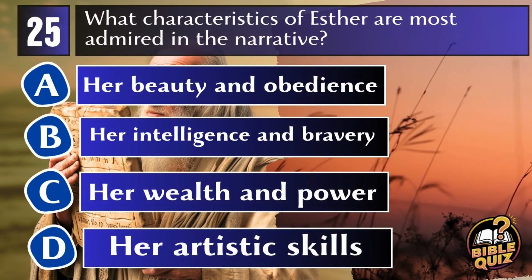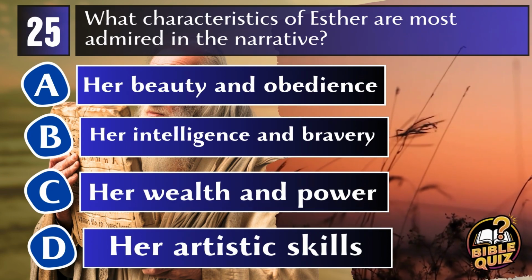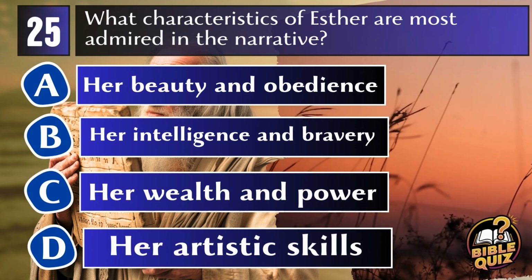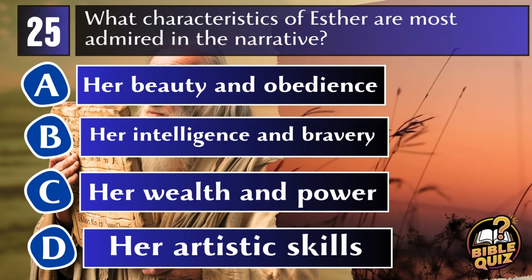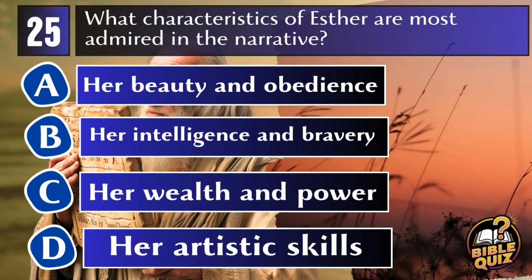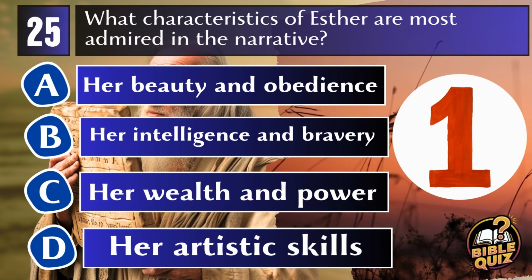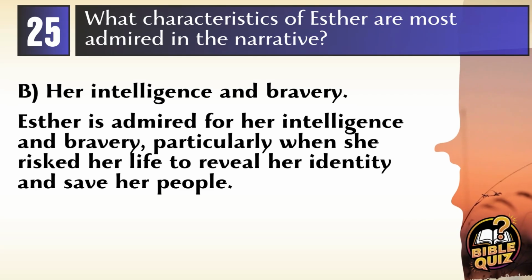Question 25. What characteristics of Esther are most admired in the narrative? A. Her beauty and obedience. B. Her intelligence and bravery. C. Her wealth and power. D. Her artistic skills. Answer: B. Her intelligence and bravery. Esther is most admired for her intelligence and bravery, particularly demonstrated when she strategically revealed her Jewish identity in Haman's plot to the king, risking her own life to save her people.